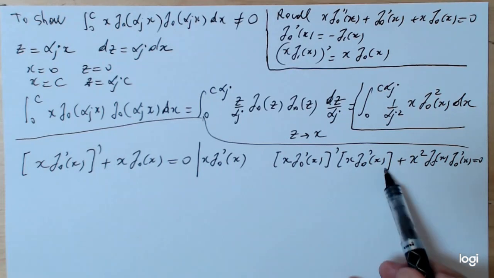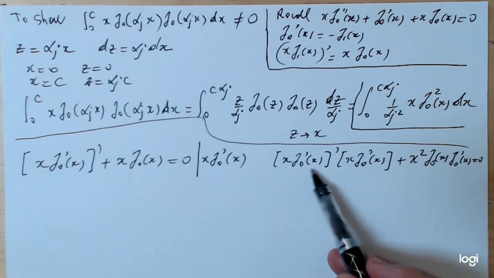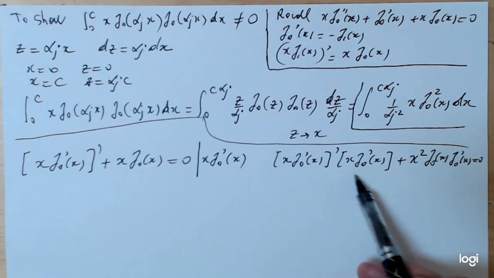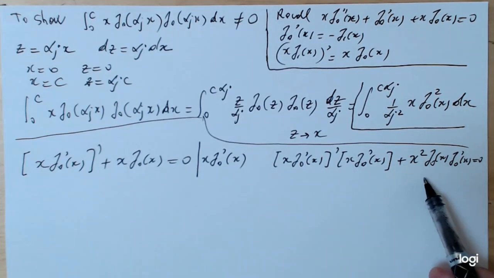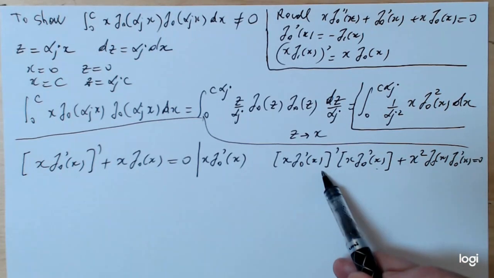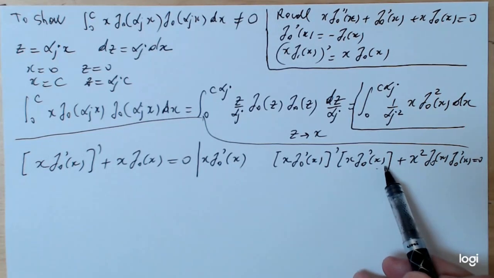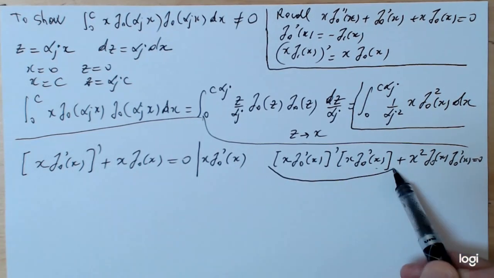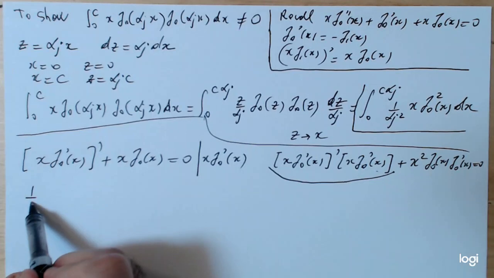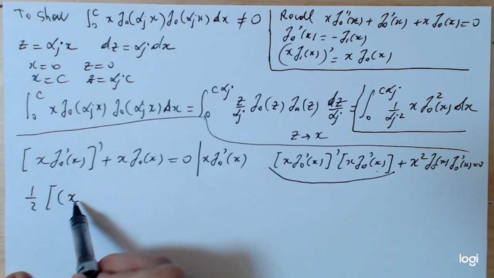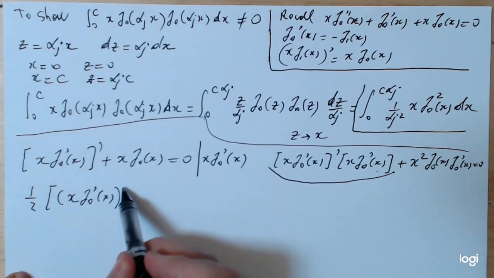So when you have a function multiplied by its derivative, you can think of it as coming from the derivative of the square of that function. So J' is like the derivative of J squared. This times the prime of that is like the derivative of this raised to the power 2. To be more precise, these two together can be combined into 1/2 the derivative of (x J₀'(x)) squared.